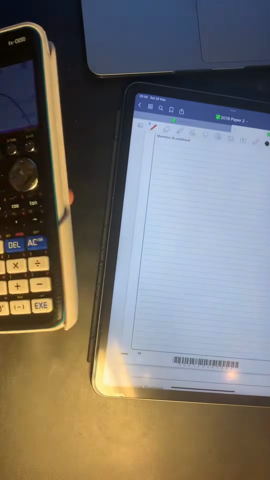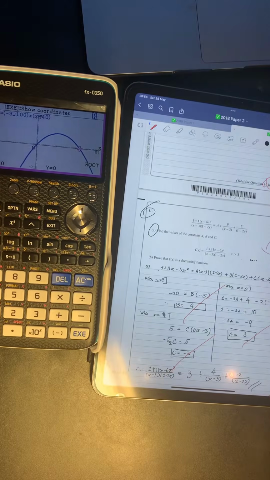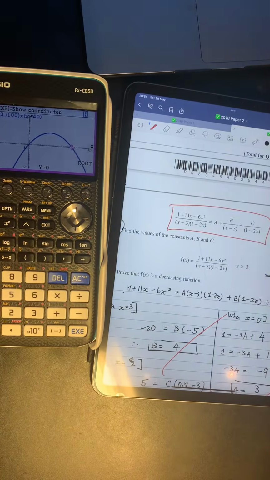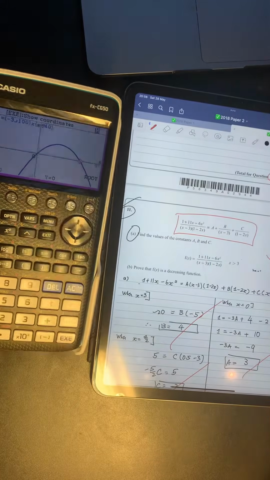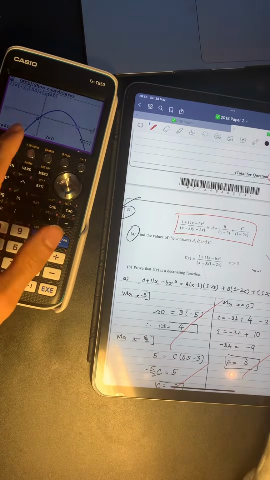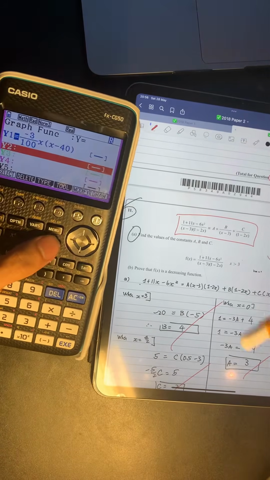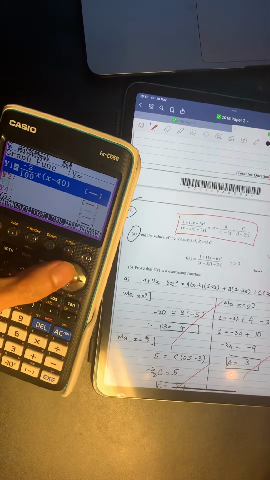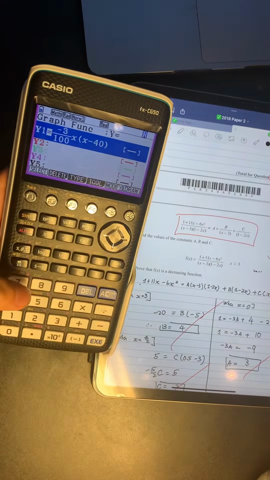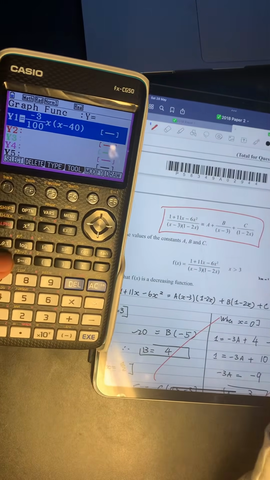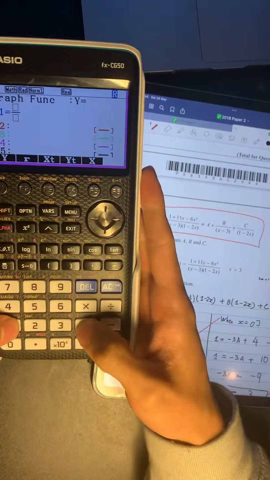So that's a hack on this calculator. Now for these partial fraction decomposition questions, obviously it's not calculator exclusive, but one way to check if your partial fraction decomposition is correct is by plotting the two simultaneously. Or you can plug in values for x and check if your partial fraction is correct.